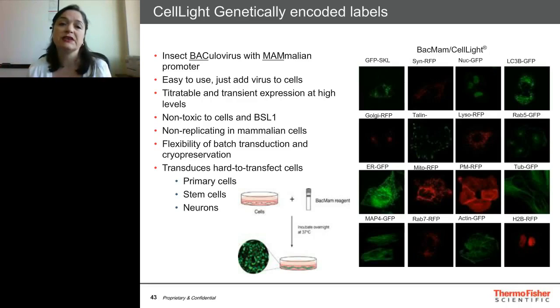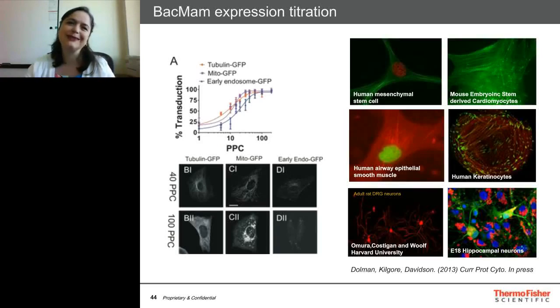And it's really nice because you can have a really nice rate of expression in traditionally hard to transfect cells like primary cells, stem cells, neurons. You basically pipette it into your plate of cells, and you incubate it overnight, and then by the next day you should have labeled structures. Sometimes it does take a little titration, right? That goes back to optimizing your label for your specific cell type.